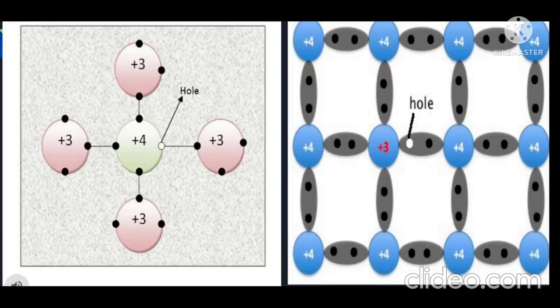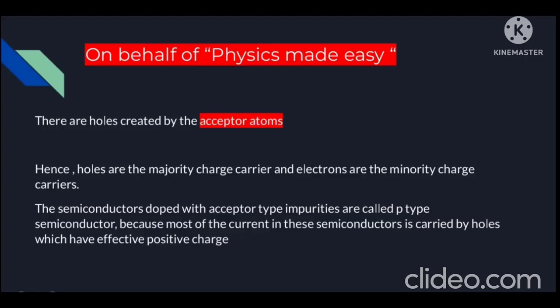So this deficiency of electron is called a hole. We can see in the figure also that there is a creation of a hole, and this hole always behaves like a positively charged particle. Then this hole starts attracting electrons from the neighboring covalent bond to fill itself. Now a new hole is created at the side from which the electron has been attracted to fill this hole. In this way, a number of holes are formed by adding more and more trivalent atoms in the semiconductor crystal. So here are holes created by the acceptor atom.